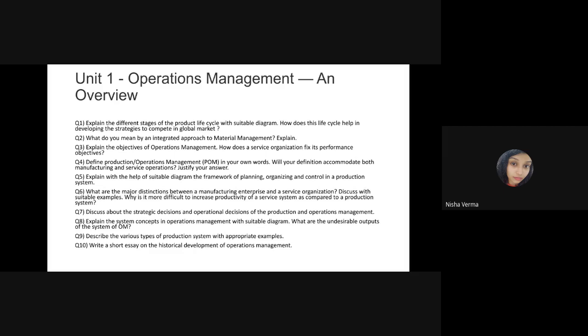And the different stages of the life cycle are associated with key decision making to be made at every stage. Some of the decisions are product selection, technology selection, location, and layout selection.